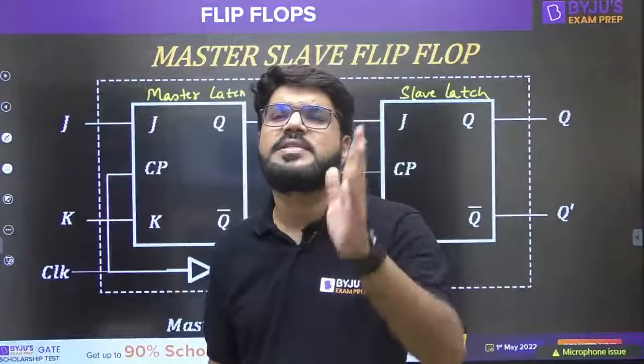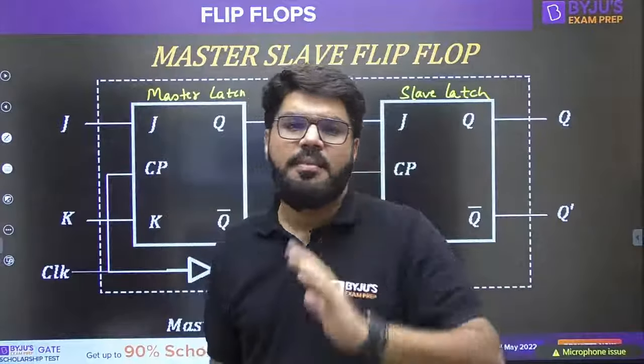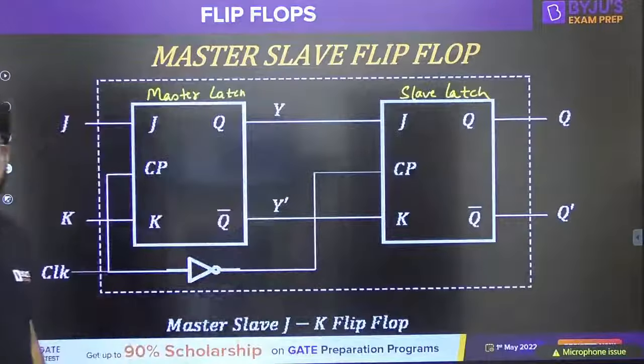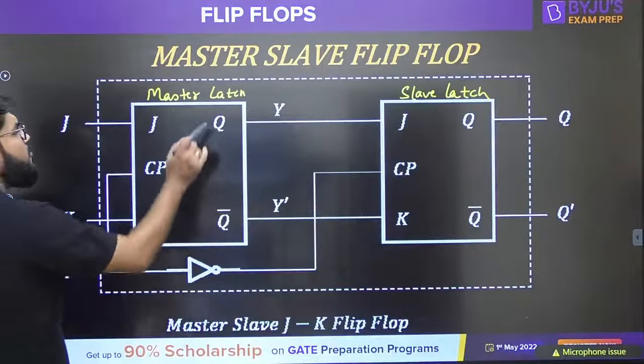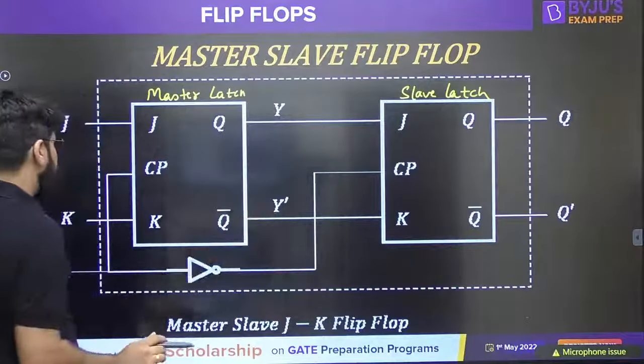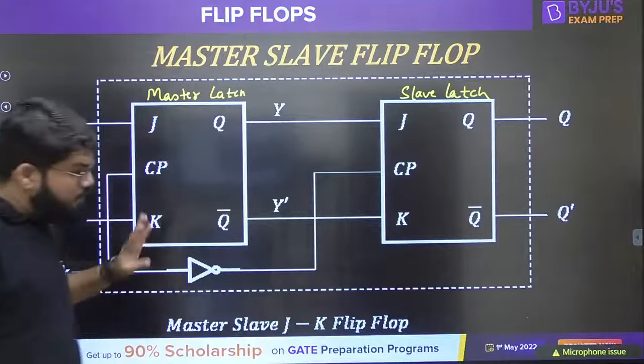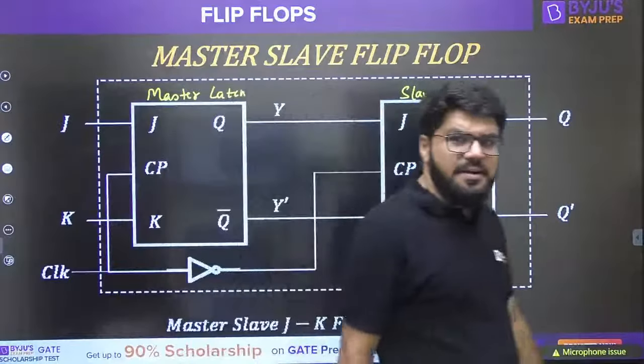It will only follow its master, the commands given by the master, the poor guy, the slave. So one is master, one is slave, right? The outputs of master, suppose I'm calling it Y and Y dash. These are the external JK inputs, and this is the clock. Now both the latches are connected in cascade.